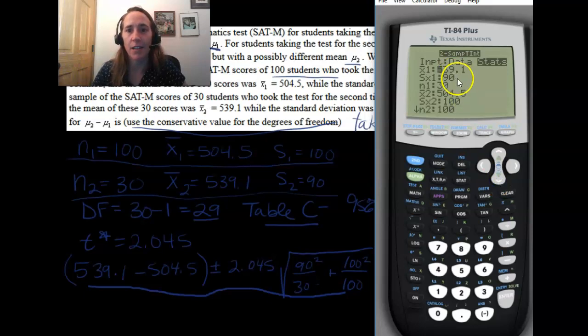So I did 539.1 for the first mean, I did the bigger one. And then 90 for my sample standard deviation, and 30 for my sample size. 504.5 for the second one, 100 for the standard deviation, and 100 for the sample size. You enter your confidence level. Don't worry about pooled. You can always say no, and you calculate. Drum rolls, please. And here is our confidence interval. It's right at the top.